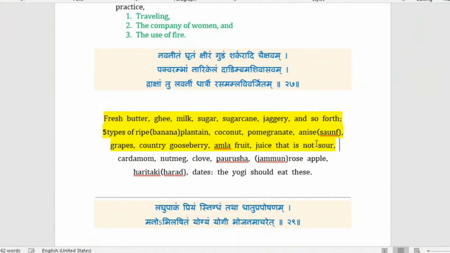So both the translations are there. Let's not go into what is right and what is wrong. At your end, make a note that there are two different opinions on this. Some are saying that this should be completely avoided, and some are saying that they should be eaten. Only the juice that is sour should be avoided; the rest you can consume. So these two views exist. Make a note at your end.